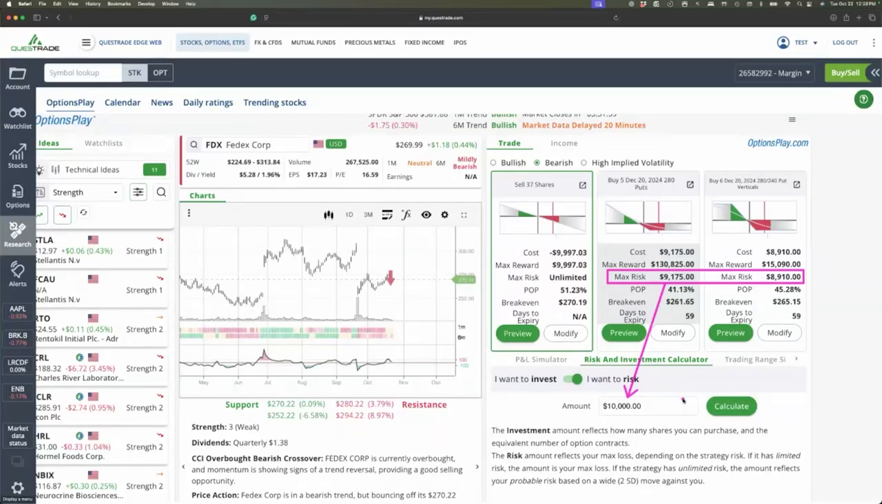And the goal here is that even in strategies with unlimited risk, we're still calculating your 2 standard deviation risk and sizing it appropriately, so that even if you're trading a strategy that has unlimited risk, which again, I generally don't recommend that you do, but if you do, selling 37 shares of the underlying stock will result in roughly $10,000 worth of risk if the stock moves 2 standard deviations against you.